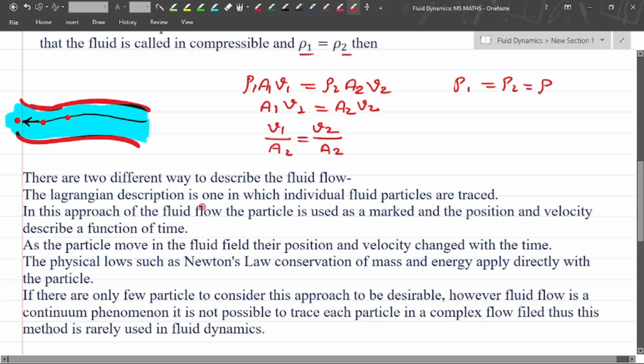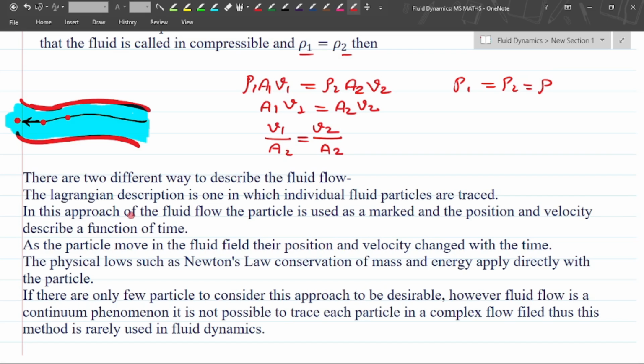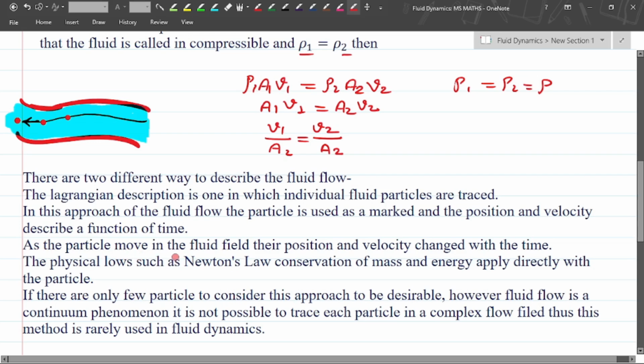So the Lagrangian description is one in which individual fluid particles are traced. In this approach to the fluid flow, the particle is used as a marker. We will mark the particle, and the position and velocity are described as a function of time. The position and the velocity are obviously a function of time, and after some time the position and velocity will change for that particular particle. So in that case we will study that particle only. As the particle moves in the fluid flow, its position and velocity will change with time, because they are functions of time.